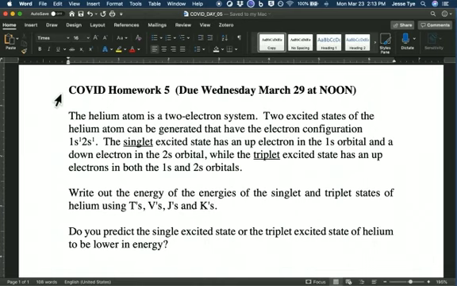I'd like for you to write out the total energies of the singlet and triplet states using T's, V's, J's, and K's. After you've done so, use this to predict whether you think the singlet excited state or the triplet excited state of helium will be lower in energy.